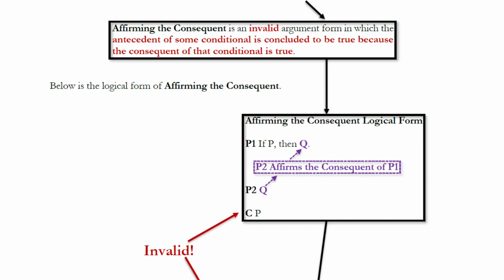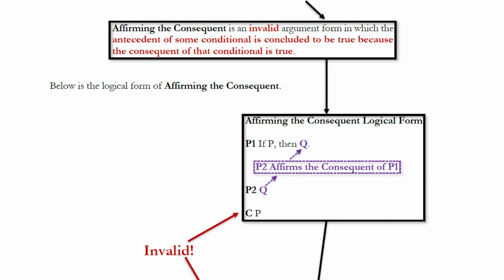So whereas Modus Ponens concludes that Q is true because P is true, affirming the consequent does precisely the opposite. It concludes that the antecedent P is true because the consequent Q is true. Just like any argument, no matter its content, that takes the form of Modus Ponens will be valid, so any argument, again, no matter its content, that affirms the consequent will always be invalid.